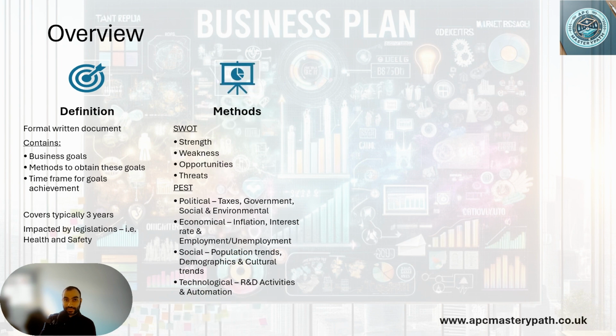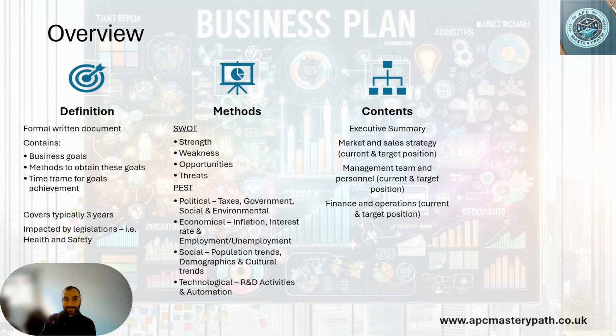There are different methods that are used by businesses when they are drafting a business plan. One of the methods is called SWOT analysis, which showcases the strengths, weaknesses, opportunities and threats that a business would face. And also there is another one called PEST or PESTAL, which includes the political, environmental, social, technological and legislative matters. We're going to be discussing those two methods in a fair bit of detail in the next section.